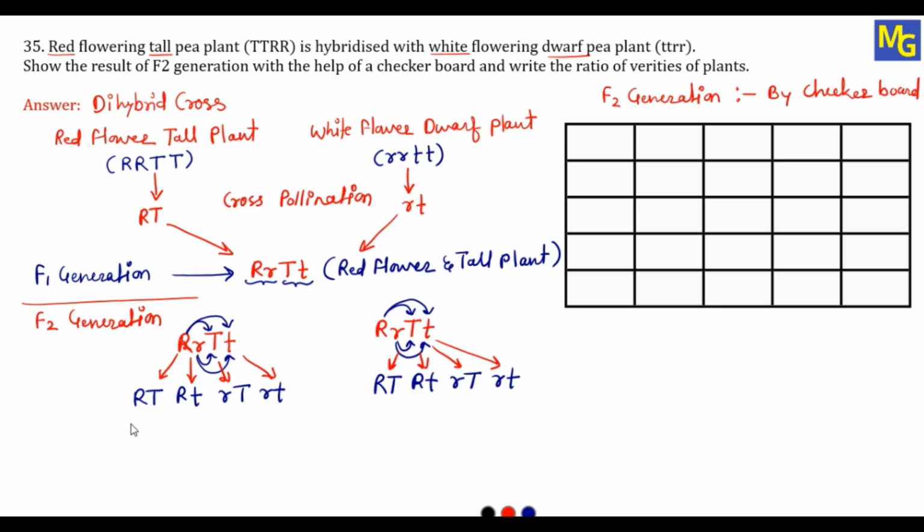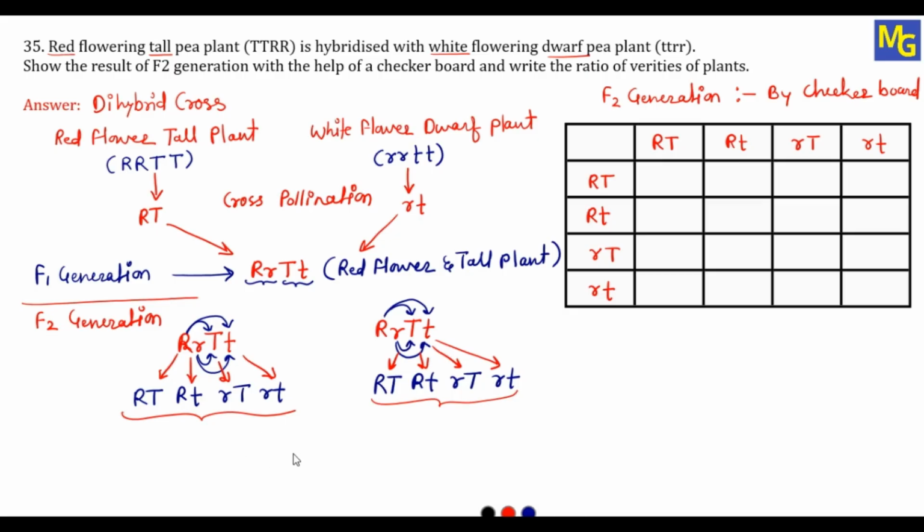For this plant, we will write it on one side. I'll write it here: capital R, capital T, capital R, small r, capital T, and small r, small t. Then the other plant, this plant, we will write on the vertical side. So here I'll write capital R, capital T, and then capital R, small r, capital T, small r, small t.